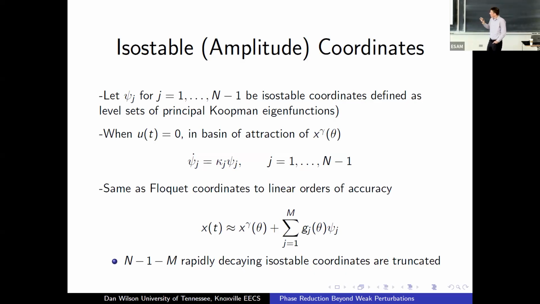Oftentimes, when I do this transformation, I'm also going to end up with some of my isostable coordinates being rapidly decaying. These kappa terms here are often negative and large in magnitude. So they decay exponentially fast, very quickly, and I can get away with just assuming that they're equal to zero. So I don't have to consider all n minus one of these. I can generally consider just a small subset in my reduced order modeling.